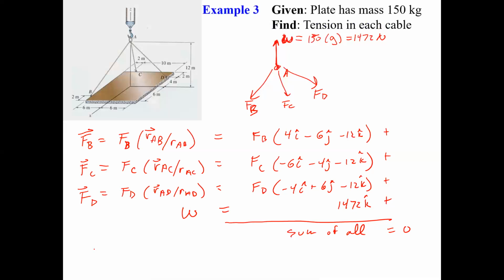So we then just write, the sum of the Fx's has to equal 0, right? Well, that's going to be 4FB minus 6FC minus 4FD, right? And you can do the same thing for Fy and Fz. And now you've got your three equations of three unknowns. You can figure out how to solve those because you're taking linear algebra.